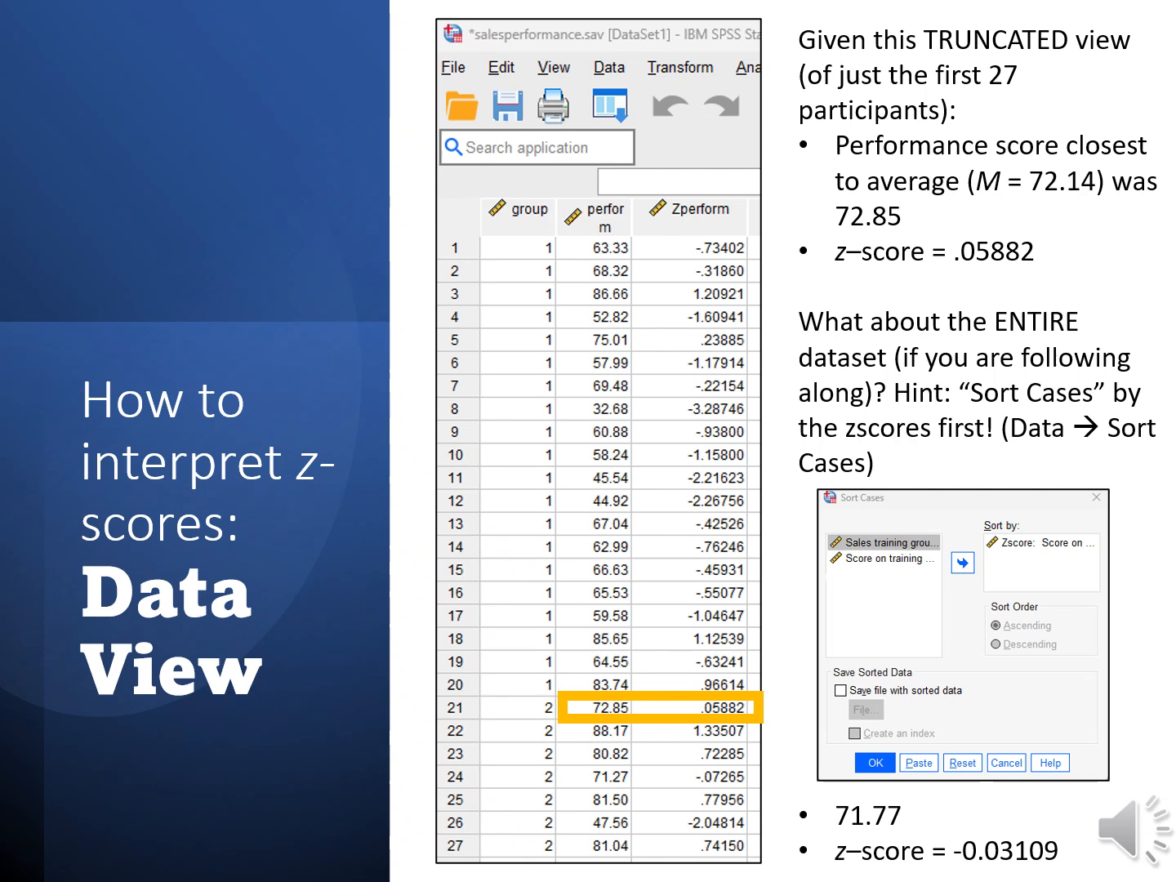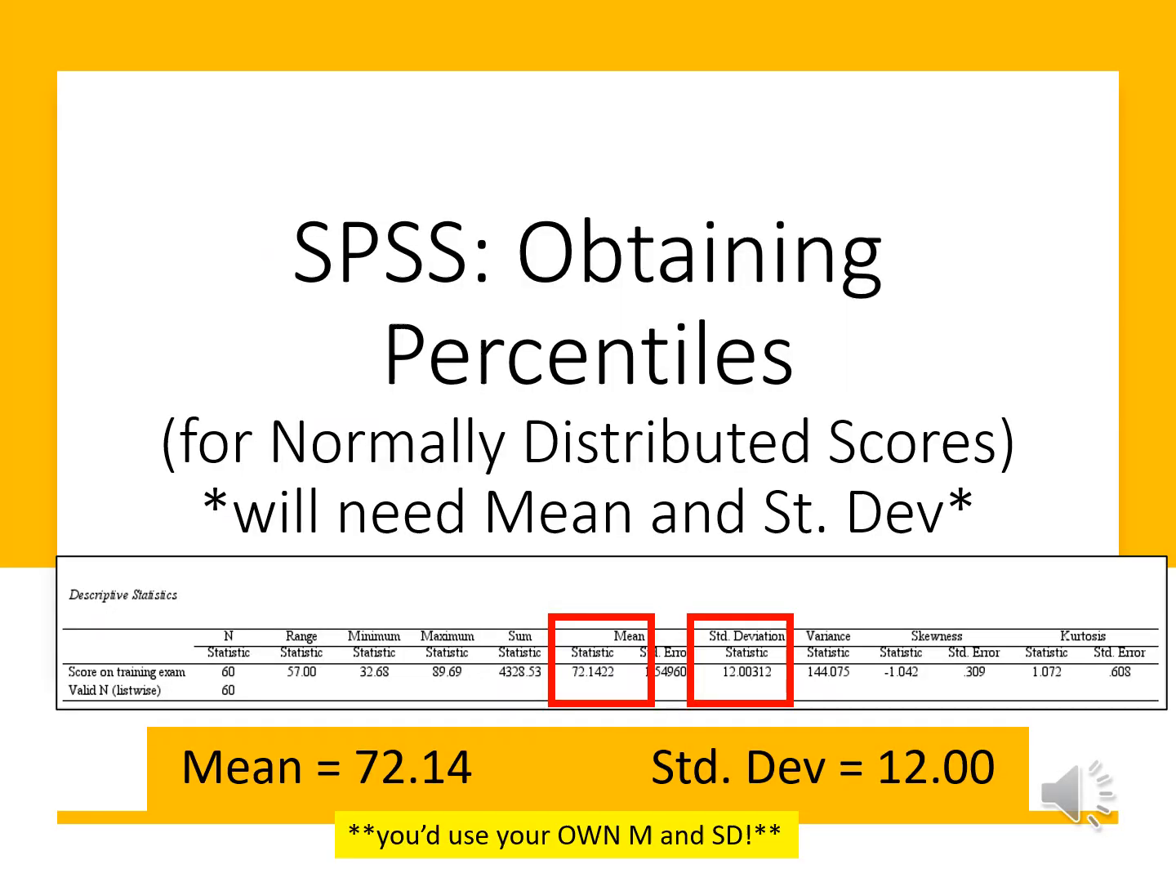So first you would want to just go ahead and sort cases by the z-scores. To do so, click Data and then Sort Cases. Move your z-scores over to the box that says Sort By and make sure it's ascending and click OK. If you do this, you will be able to see that the z-score closest to 0 is actually negative 0.03109, and that corresponds to a performance score of 71.77. If you haven't already done so, go ahead and pause here and sort the cases by the z-scores for the future slides.